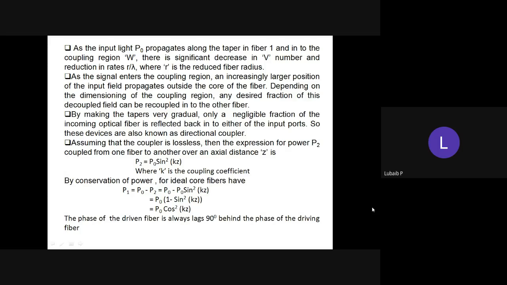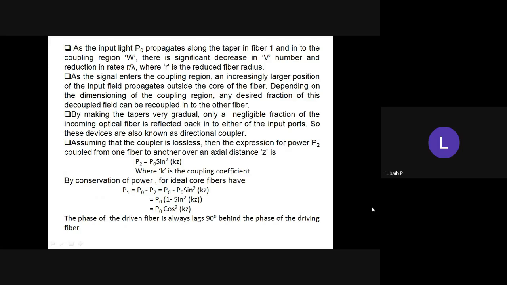Assuming that the coupler is lossless, the expression for power P2 coupled from one fiber to another over an axial distance z is P2 equal to P0 sine square Kz, where z is the axial distance and K is the coupling coefficient. By conservation of power for ideal fibers, we have P1 equal to P0 minus P2, as you can see from the figure.